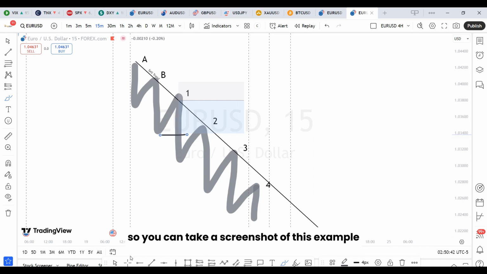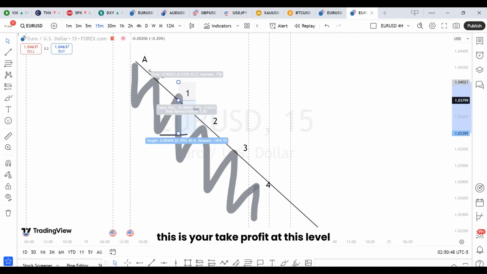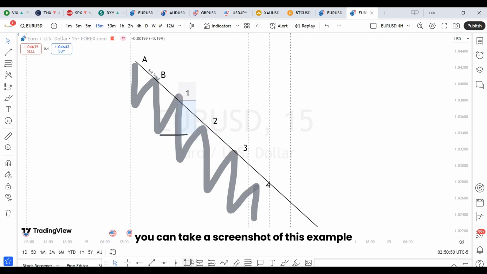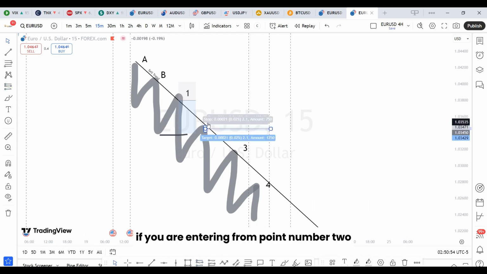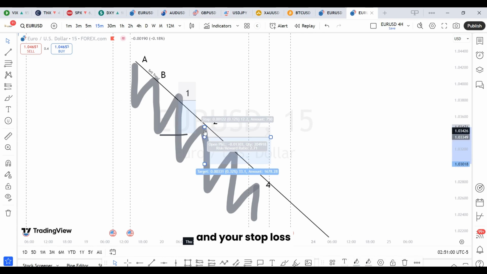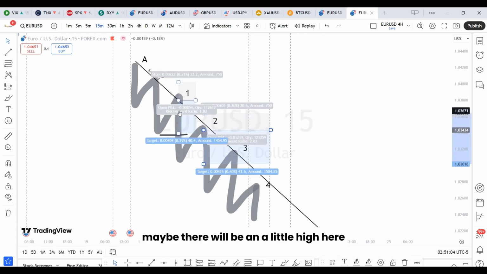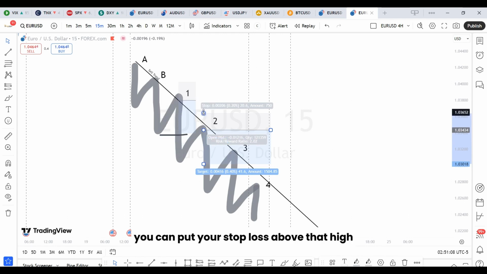So you can take a screenshot of this example. This is your take profit at this level. You can take a screenshot of this example that I just gave you. If you are entering from point number 2, your take profit should be here and your stop loss should be significantly above the trend line. Maybe there will be a little high here. You can put your stop loss above that high.